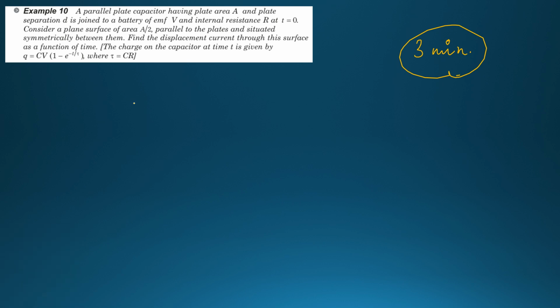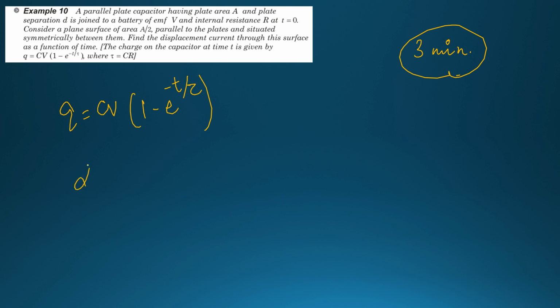Okay. So charge is how much? Q is equal to CV into 1 minus e to the power minus t by tau. Right? Find the displacement current. So what is the path to find the displacement current? We should know step by step how to approach this question, how to go to that path.